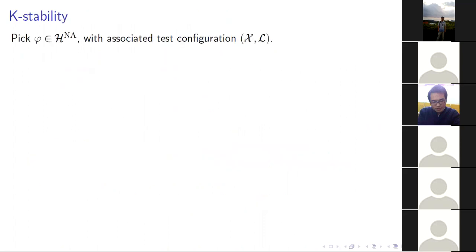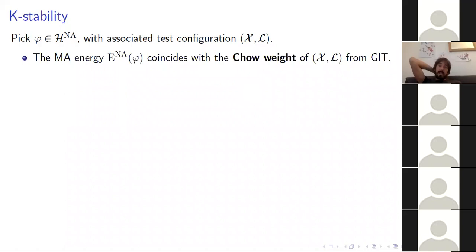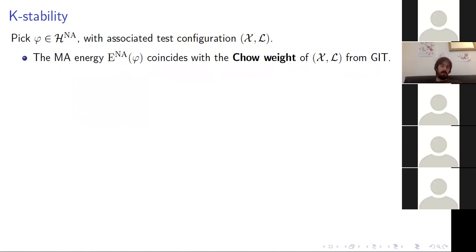Okay, so now K-stability can be expressed in this formalism as follows. You pick a Fubini-Study potential phi. It's a function on the Berkovich space, on the space of valuations, that corresponds to a test configuration for (X, L). The relation to K-stability and GIT stability comes, first of all, from the fact that the non-Archimedean Monge-Ampère energy E^NA of phi, with the appropriate normalization, coincides with the Chow weight of (X, L) from geometric invariant theory. I'm not going to describe what the Chow weight is, but if you heard the story before, then this is exactly the same thing. E^NA encodes the Chow weight.